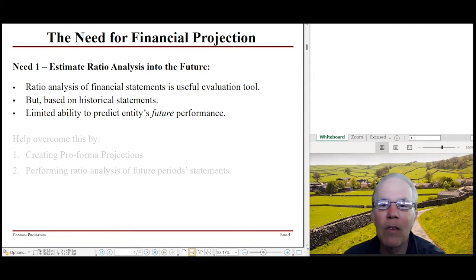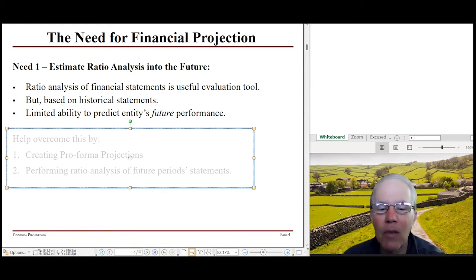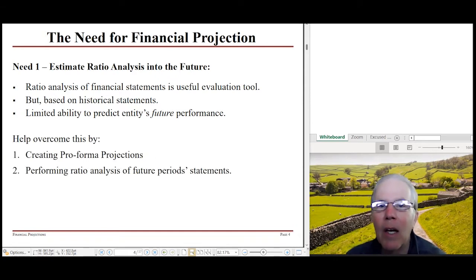The first one is to estimate ratio analysis into the future. As we saw in Chapter 6, ratio analysis can be a really good tool, but we were kind of limited in our use of that tool because everything that we were looking at was historical. All the financial statements we used to build ratio analyses were historical statements. So we can help overcome this by creating projections of future financial statements and then performing ratio analysis on those. And that can give us a much brighter picture of what might be happening to a given entity going forward.